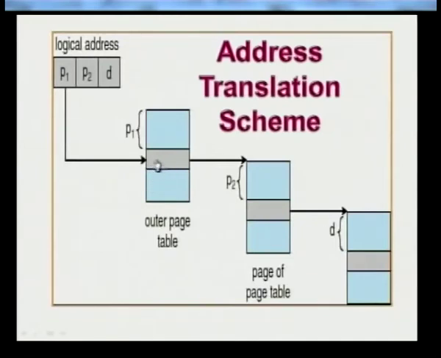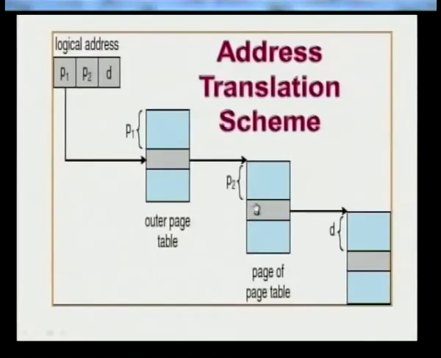Therefore, the entry in P1 is identified directly, and the correspondence to the base address of the inner page table is also identified. Now you can understand that as many entries as there are in the outer page table, that many inner page tables, or that many inner page table base addresses, would be available. Loading the base address identified in this location will give you the second level of your page table.